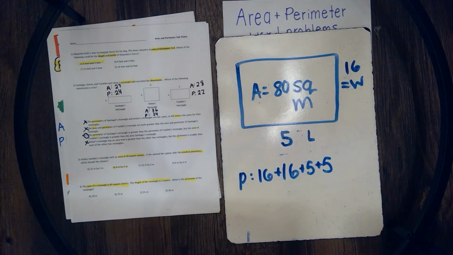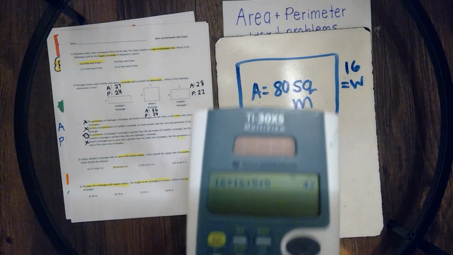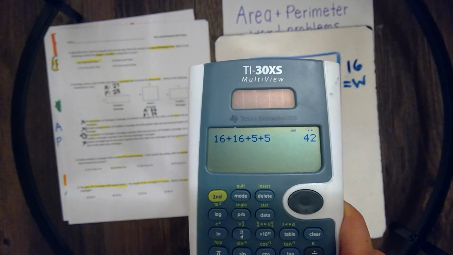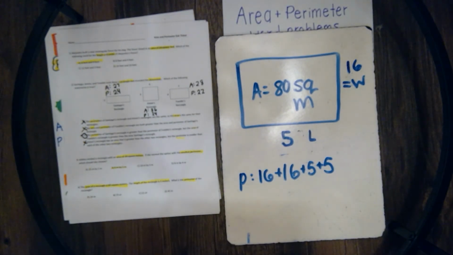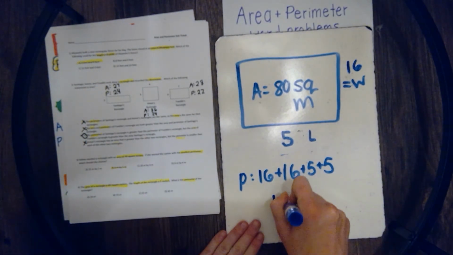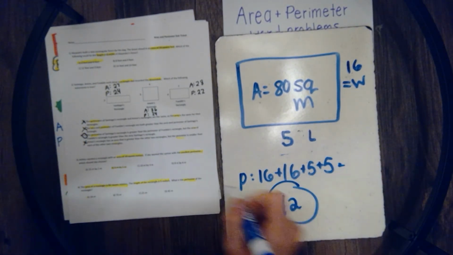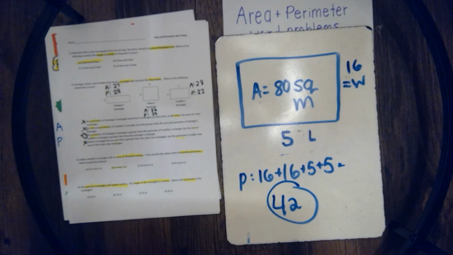I'm going to use a calculator to help me out on this one. 16 plus 16 plus 5 plus 5 is 42. Perimeter is 42. That would be D.